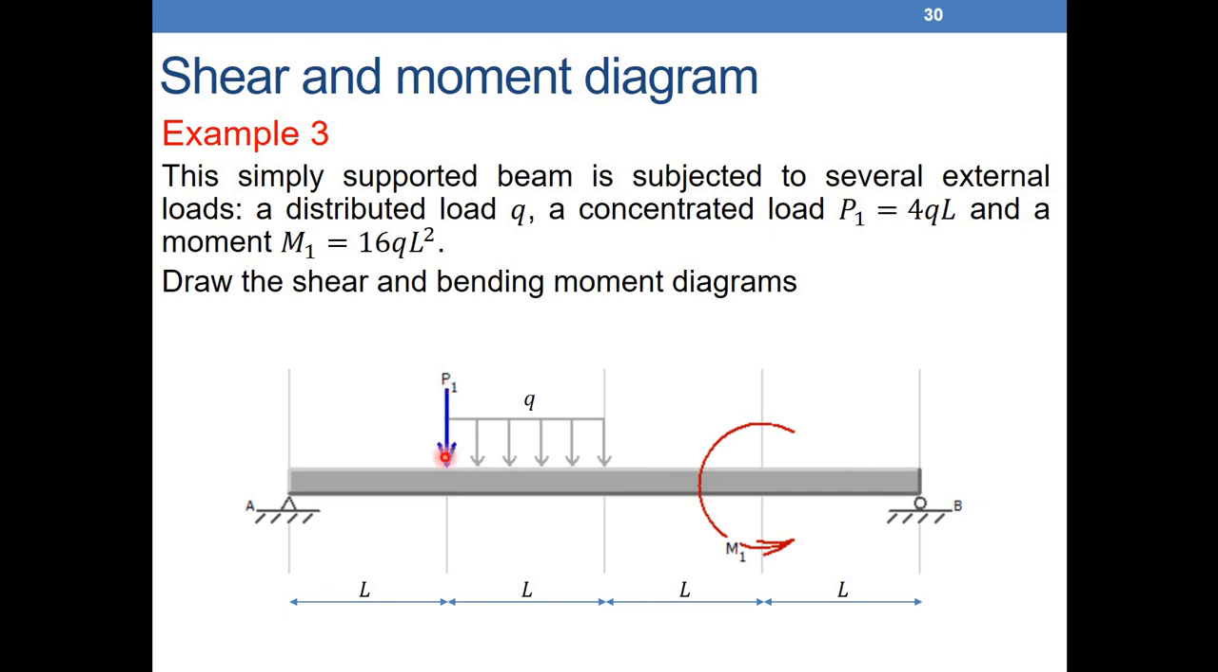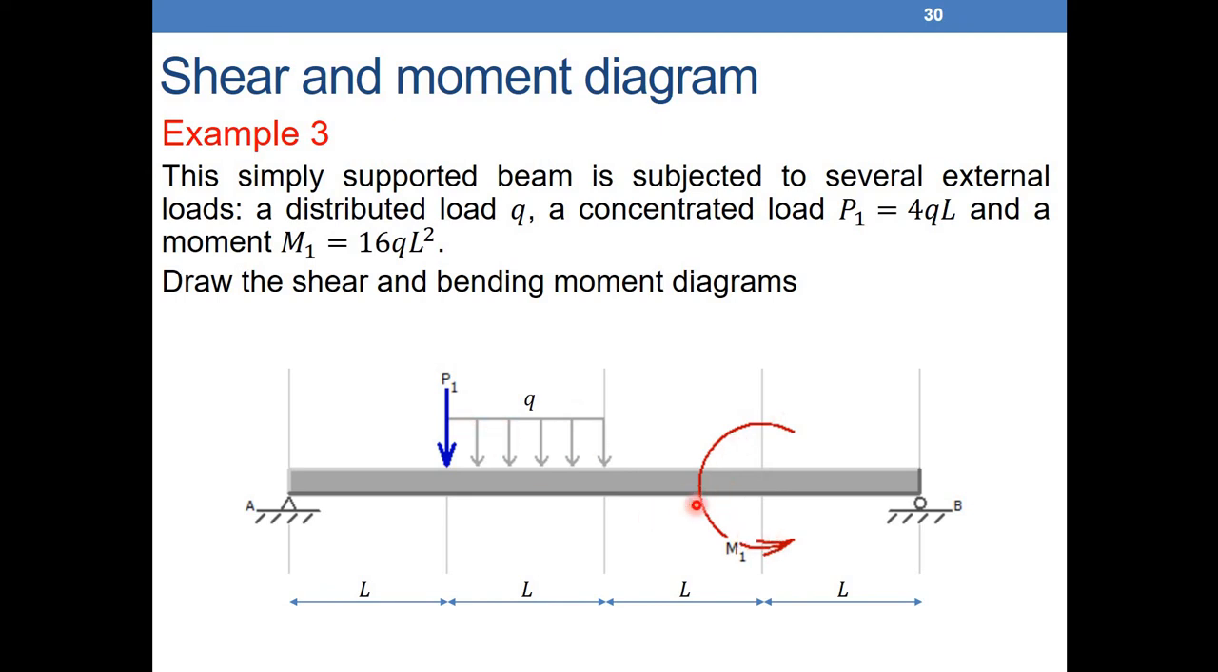Let's say I have a concentrated force here. I have a distributed force between 0 and L. I have a concentrated force. So the total length here is 4L. Between L and 2L, I have a distributed load Q. At 3L here, around this point, I have an external moment M1. And here I have a roller support. So we have an external concentrated force, a point force P1. We have a distributed load Q, and we have also a constant or a point moment M1.